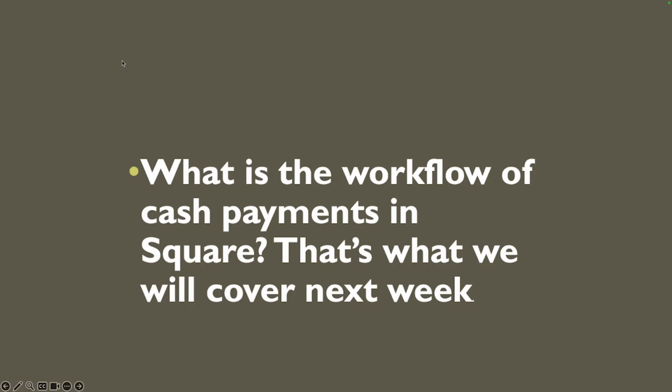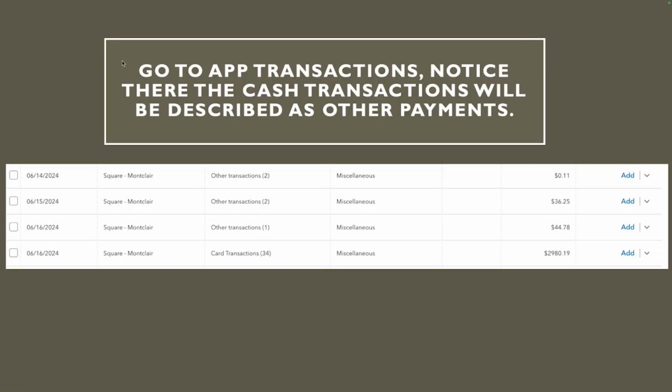Okay. What is the workflow of cash payment in Square? That's what we're going to cover. So go to the app transactions. We taught you last week, right? You want to click on the left-hand side menu, transactions, select app transaction. Always add app transactions before you match it in banking. Don't do it the other way around. Never do bank first and then match it in the app transactions, because that's going to cause you all kinds of problems, duplication, and you name it.